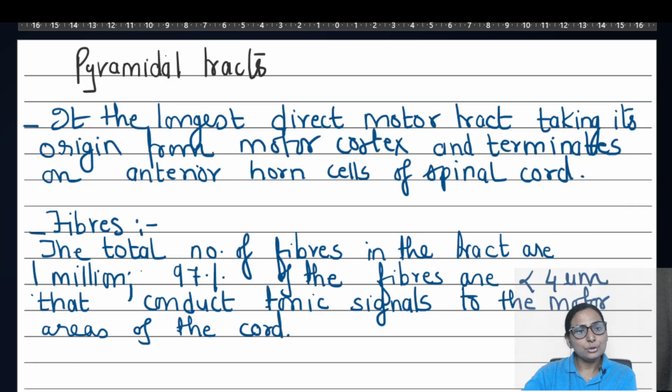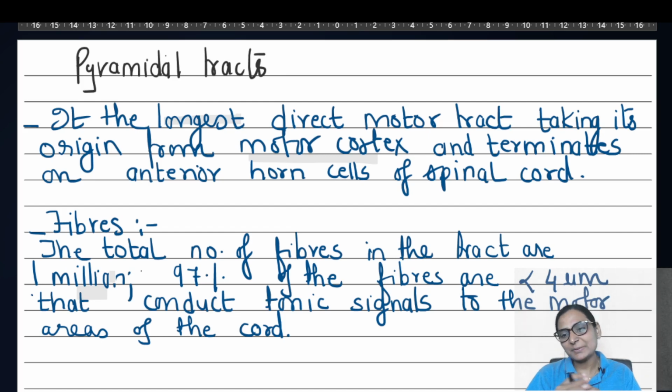Now, something very interesting to be known is that it is the longest direct motor tract, which takes its origin all the way from the motor cortex and terminates on the anterior horn cells of the spinal cord. So the anterior horn cells or the ventral horn cells of the spinal cord. Very interestingly, the total number of fibers in this tract is about 1 million, right?